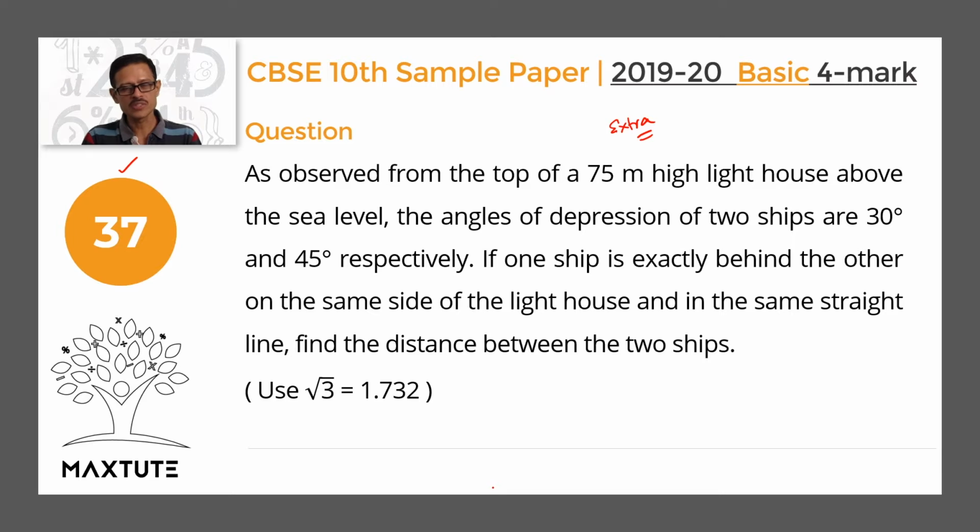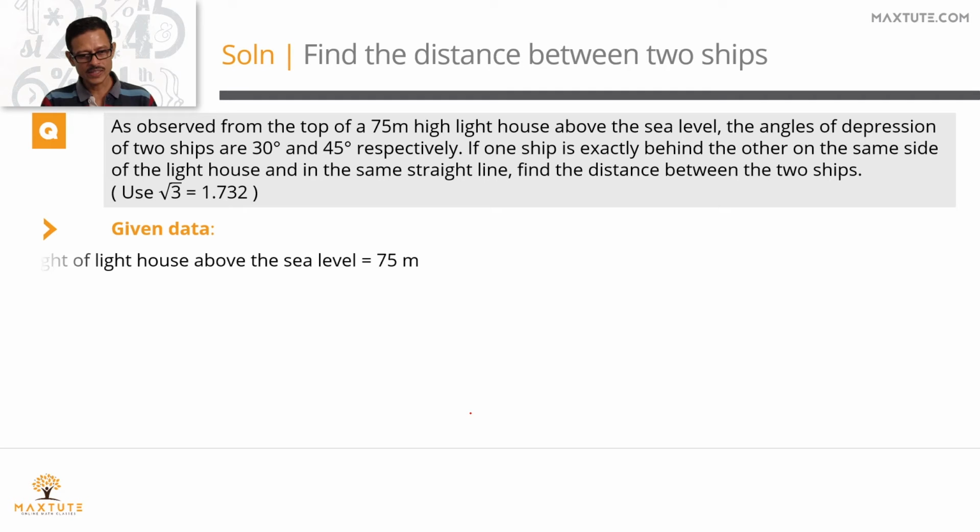As observed from the top of a 75-meter high lighthouse above the sea level, the angles of depression of two ships are 30 and 45 degrees respectively. If one ship is exactly behind the other on the same side of the lighthouse and in the same straight line, find the distance between the two ships. We need to find the distance between the two ships. Let's say they are S1 and S2. Use root 3 is equal to 1.732. Let's get started. First one is the height of the lighthouse is equal to 75 meters.